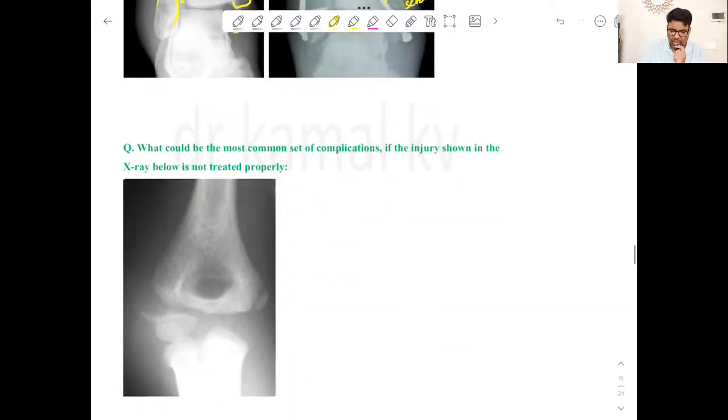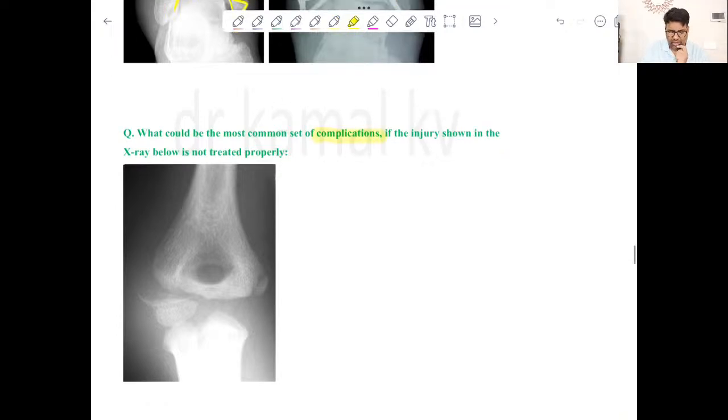Chalo, next question. Now, what can be the set of complications in this particular condition if it is not managed properly? Now, firstly, you have to identify what injury this is, right?